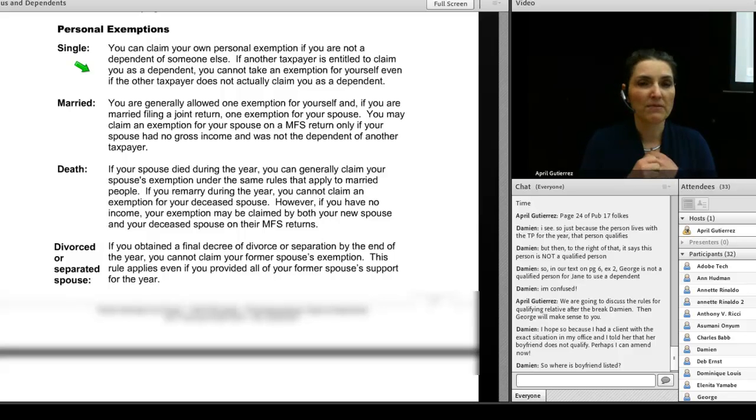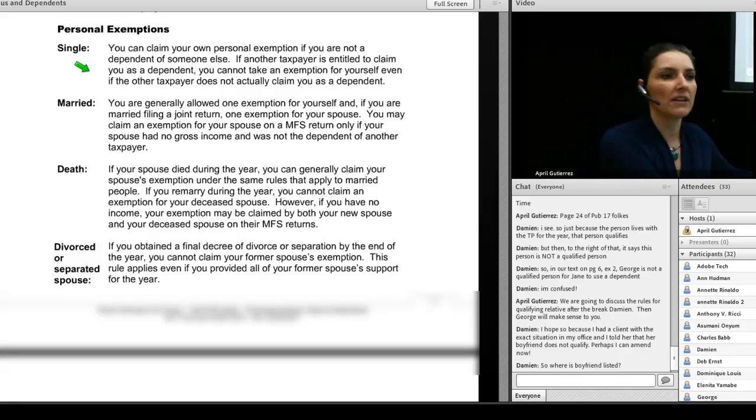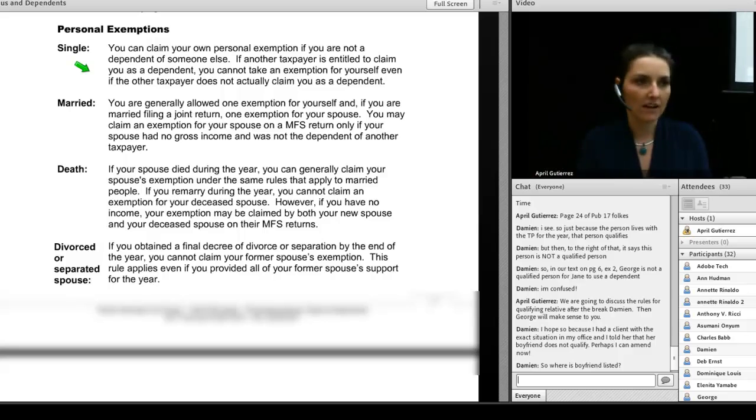You can't say to your mom and dad, I'm going to let you claim me. Or your parents can't say to you, I'm going to let you claim yourself this year. Tax law determines whether or not you get to claim your own exemption. And you are not allowed to claim your own exemption if you're someone else's dependent. But if you're not a dependent of someone else, then you are allowed to claim your exemption.